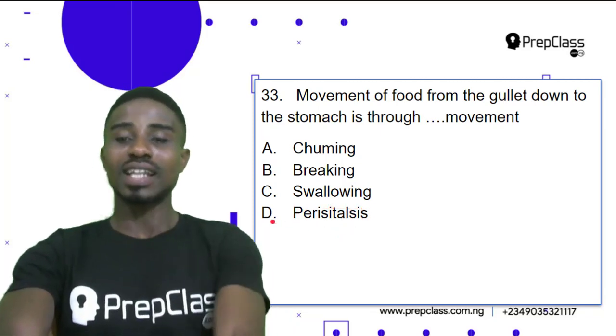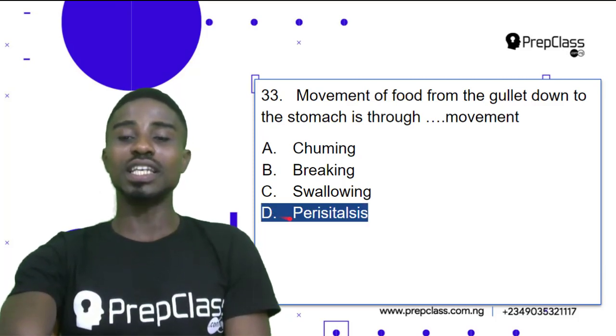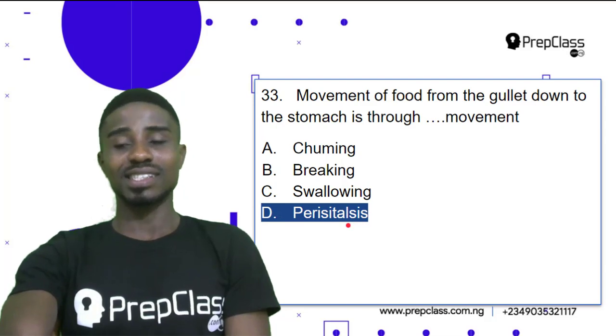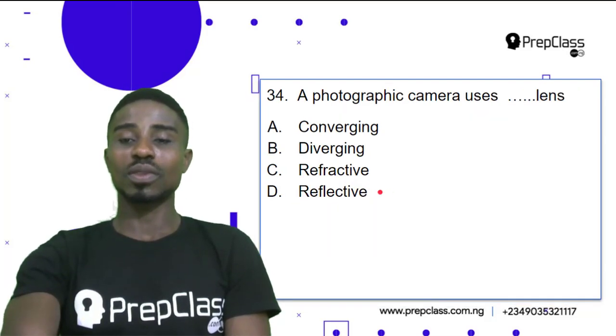All right, let's check it out. Question 33, option D, peristalsis is our correct answer. Let's look at the next question.